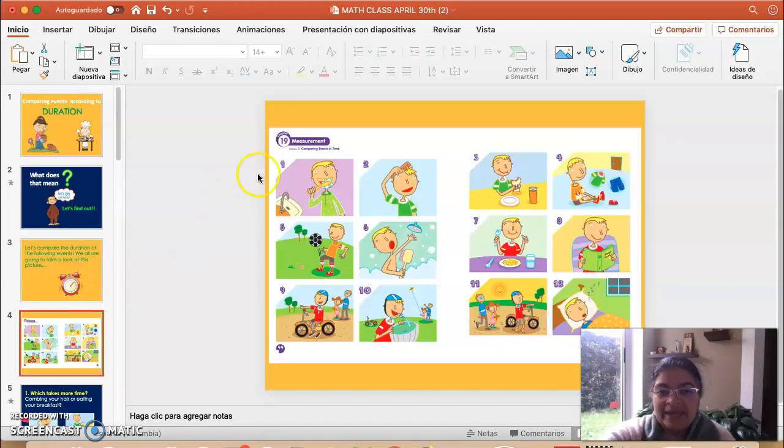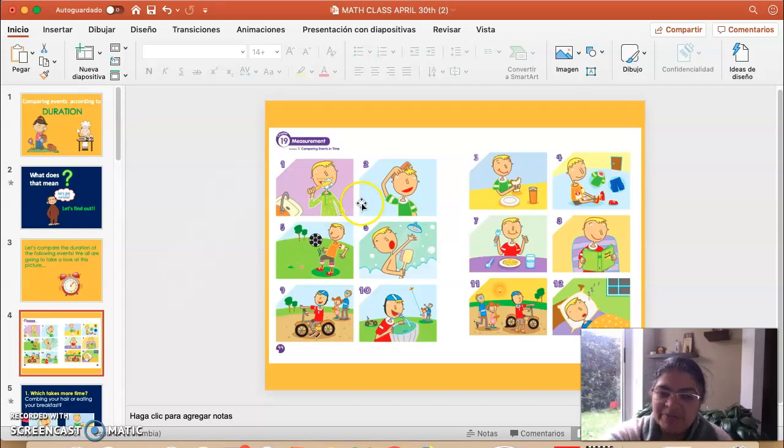picture. Here we have some activities, for example, brushing your teeth or comb your hair. Which one takes more time? Well, it depends on the person who is doing the activity. It is not the same when it's mommy who is combing her hair or when it's daddy who is combing his hair or when it's mommy or daddy who is brushing the teeth.